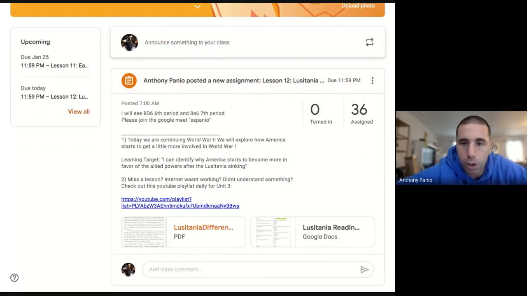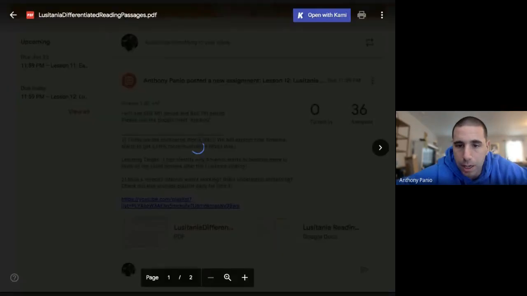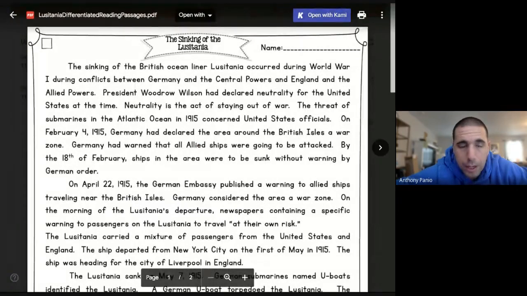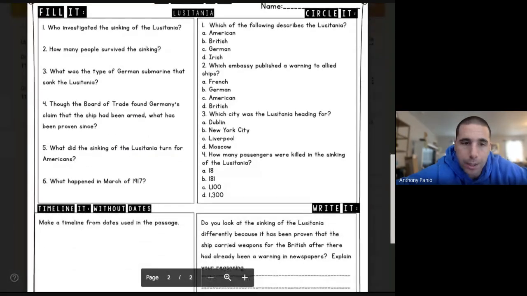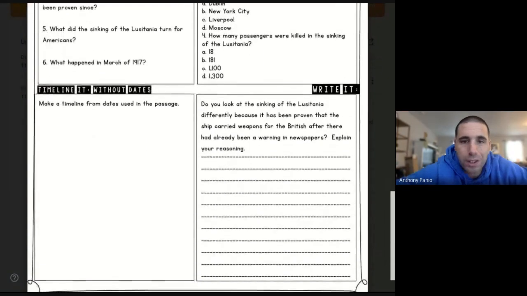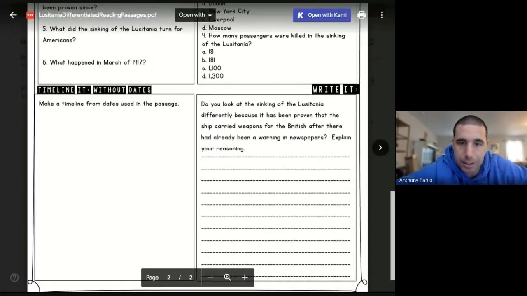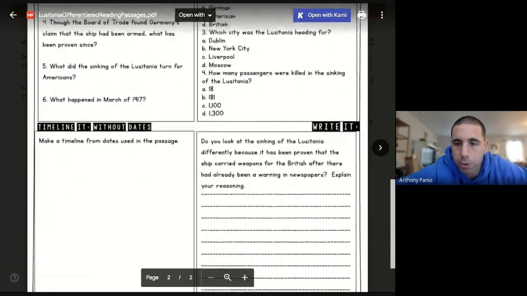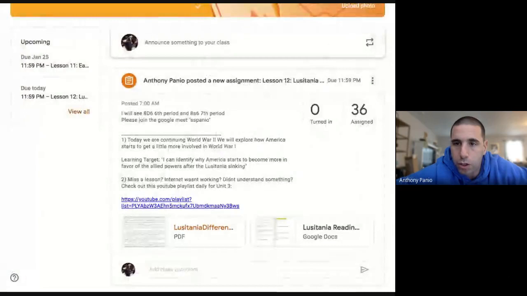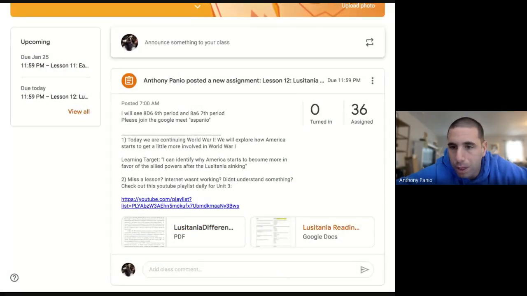All right, so I'm going to take about the next 20 minutes. You guys are going to work on a reading on the Lusitania, the sinking of the Lusitania, which is this reading right here. You're going to do the reading, and then there are the questions here. Again, you will not be able to write on the document. If you do the reading, pretty much all the questions are from the reading. You will not have to do this bottom left box that says make a timeline. You'll have to do the 6 short answer, the 4 multiple choice, and then this little short answer question here as well.